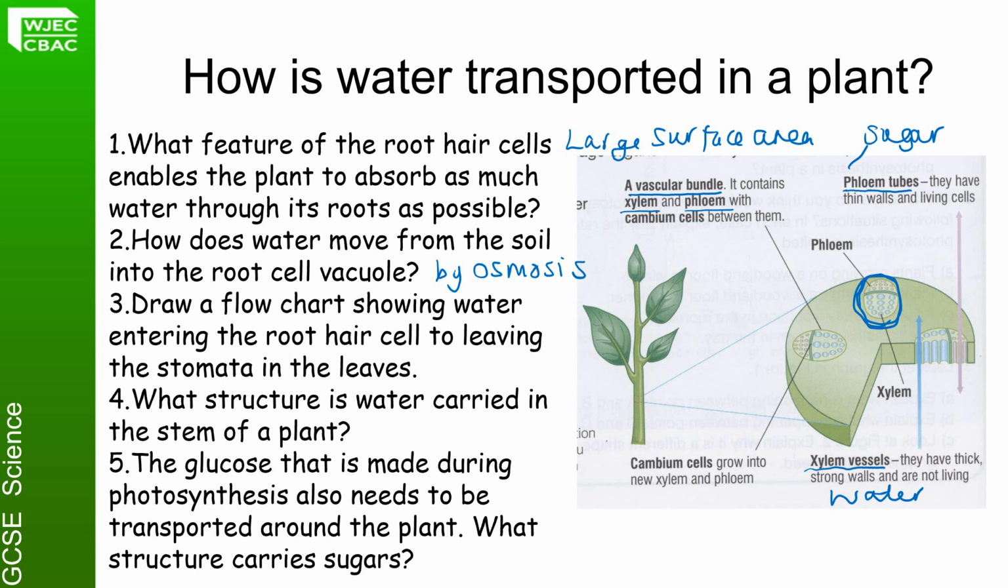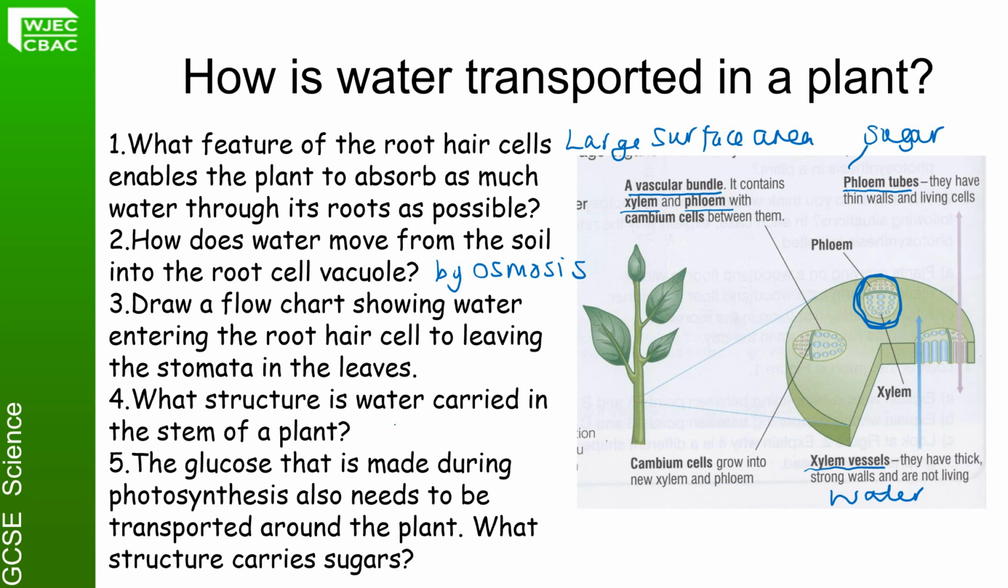Question 3. Draw a flowchart showing water entering the root hair cell to leaving the stomata in the leaves. Now you've got 4 steps, 4 little spaces to draw this. So I would suggest on the first step that the water passes by osmosis into the root hair cell. That the water then passes from one root hair cell into the one next to it by osmosis until it enters the xylem vessels and it's carried up the stem by transpiration, and then it evaporates into the spaces in the leaf, leaving through the stomata for the 4th one.